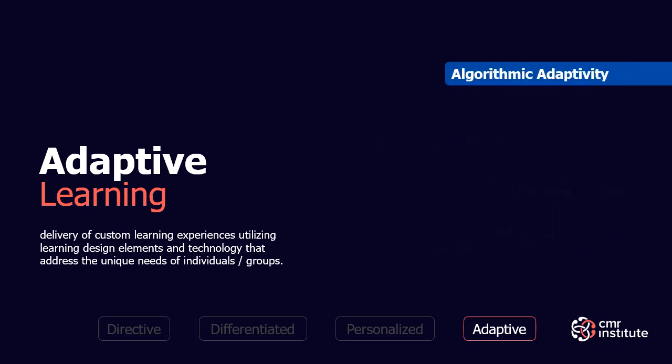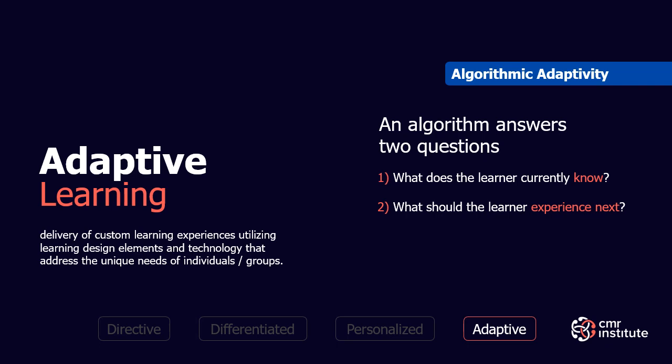Algorithmic adaptivity is a method in which an algorithm answers the following questions. 1. What does the learner know? And 2. What should the learner experience next? Based on the answers to those two questions, the algorithm can select the right item at the right time for learners as they continue down their journey. Here are a few examples of how algorithmic adaptivity can be built into a learner's flexible path.